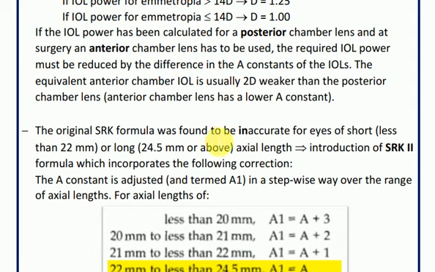The original SRK formula was found to be inaccurate for eyes of short or long axial length, short being less than 22 and long more than 24.5.